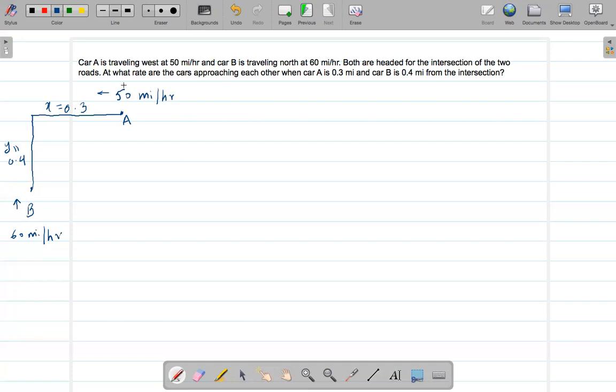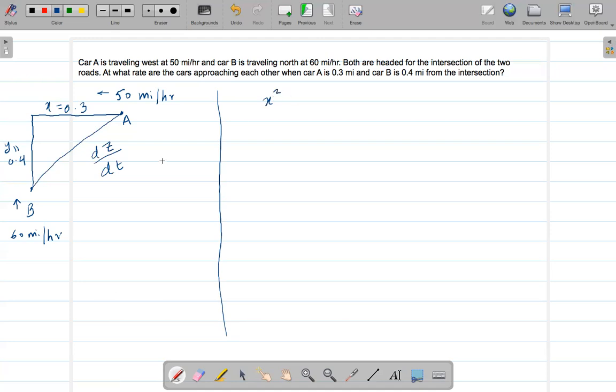Now, at what rate are the cars approaching each other? So we need to find that rate. If I say this is z, then if I find dz over dt, this value will give the rate at which the cars are approaching each other. Here we know the x value and the y value, but we don't know the z value, so let's find that.